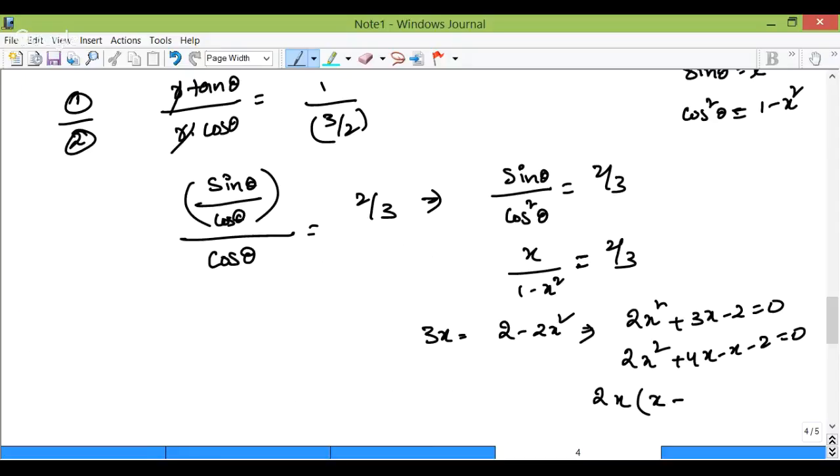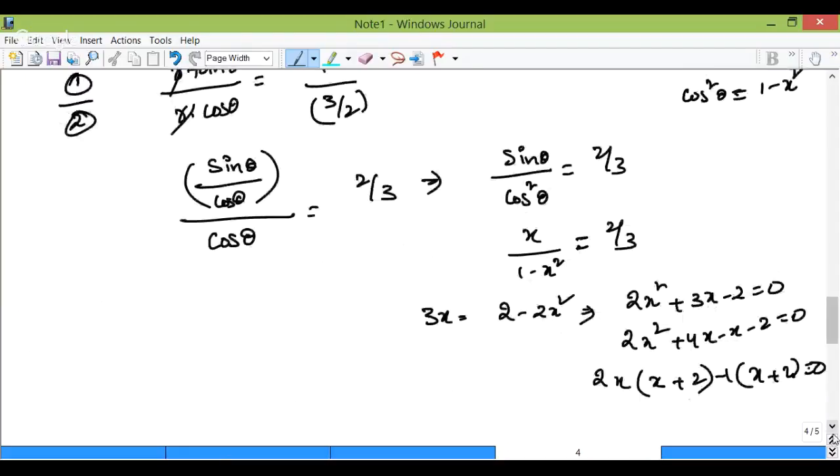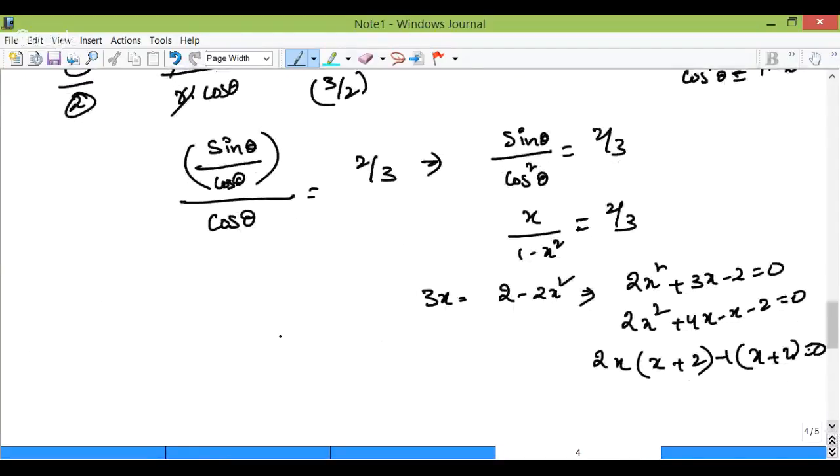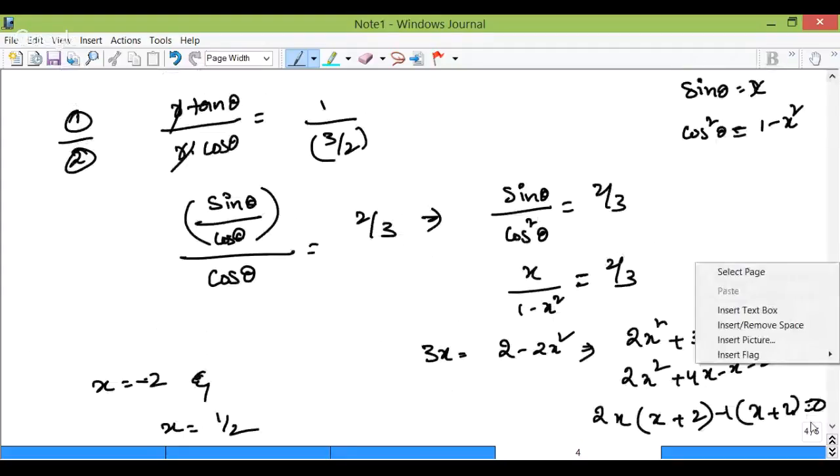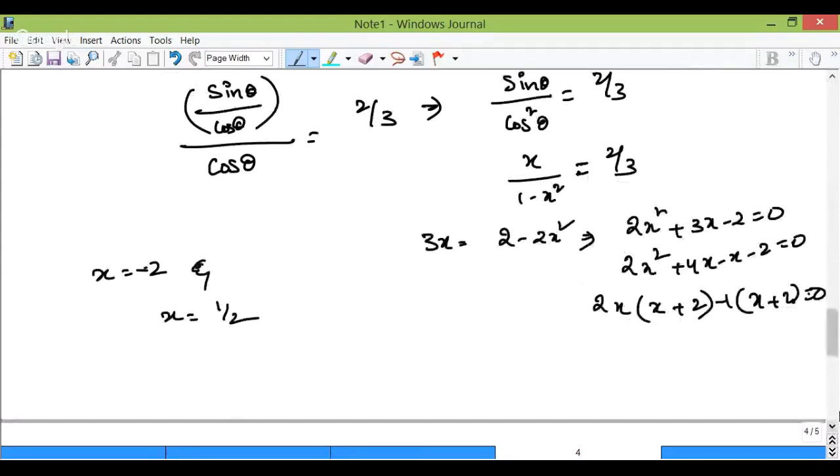Take common. Here we get x is equal to minus 2 and x is equal to 1 by 2. Now we have assumed sin theta is equal to x here. Now sin theta can never be minus 2. So we assume sin theta is equal to 1 by 2.